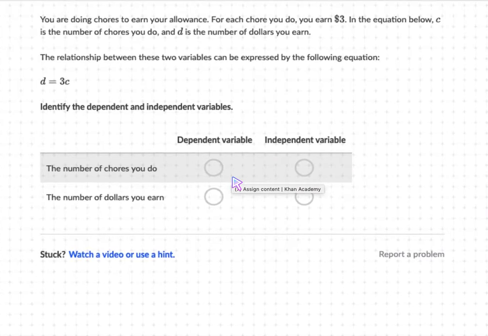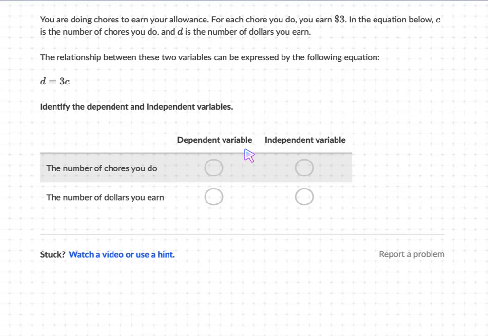All right, in this example, it says that you are doing chores to earn your allowance. For each chore you do, you earn $3. In the equation below, C is the number of chores that you do, and D is the number of dollars that you earn. The relationship between these two variables can be expressed by the following equation. D equals 3 times C. Identify the dependent and independent variables.